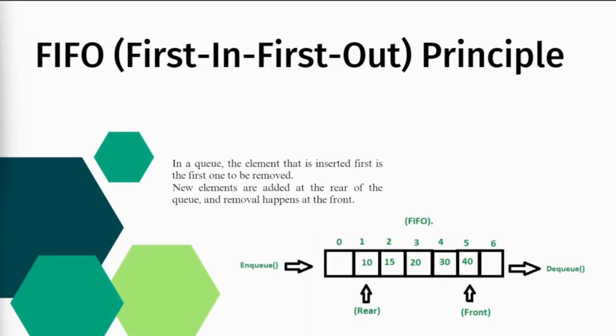Now the most important, first in first out principle, the FIFO principle. In a queue, the element that is inserted first is the first one to be removed. New elements are added at the rear of the queue and removal happens at the front. You can visualize a queue of people standing in a line for movie tickets. So you can take that example and read this sentence again. You will be clear with the FIFO principle.